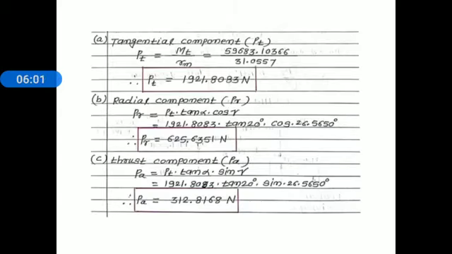Now let me find out the component of resultant tooth force acting on a pinion, in which the first component is tangential component p suffix t. We know the relation for tangential component p suffix t is equal to M suffix t divided by rm. We know the value of M suffix t and rm. Substitute this value in this relation.